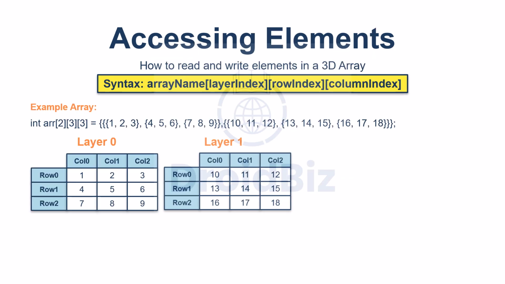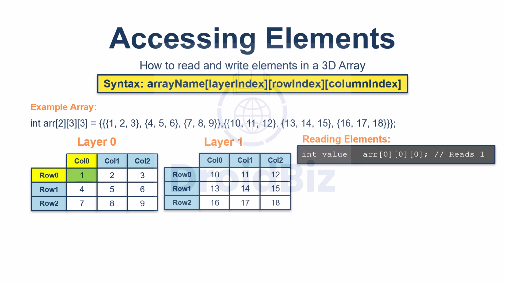Let's learn how to access elements in a 3D array using index notation. Let's use our example, int ARR[2][3][3], with 2 layers, 3 rows, and 3 columns. Layer 0 has values from 1 to 9 and layer 1 has values from 10 to 18. Now let's access specific elements. To get the value 1, we write ARR[0][0][0]. That's layer 0, row 0, column 0.